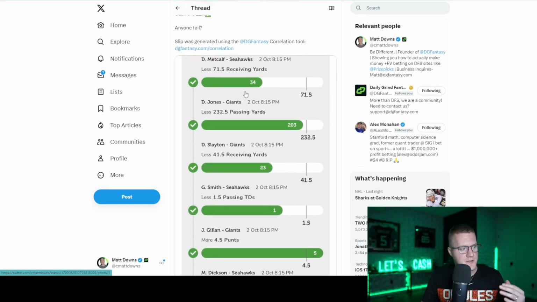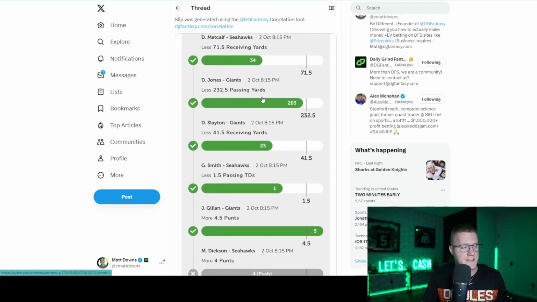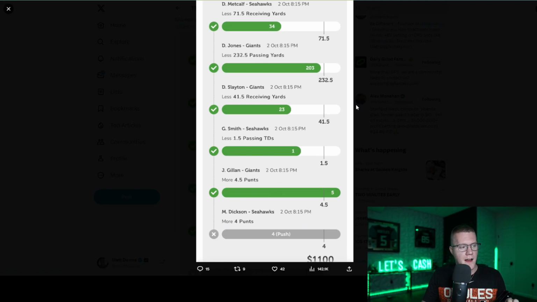I'm going to show you guys here. This was the Seahawks versus the Giants. So let's go ahead and take a look here. This was positively correlated because DK Metcalf was extremely aggressive. Therefore, we were recommending the under on all these players: Daniel Jones under passing yards, Slayton under receiving yards, Geno Smith under passing touchdowns, and then the over for punters. I'm going to explain why here in a second.